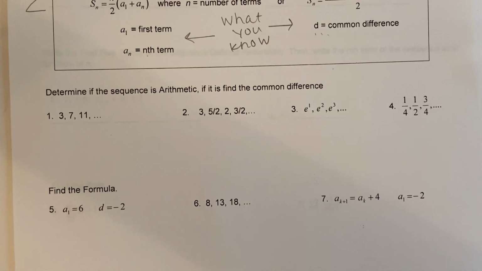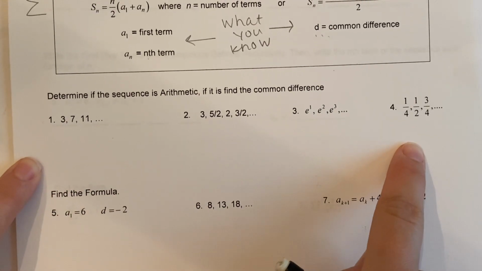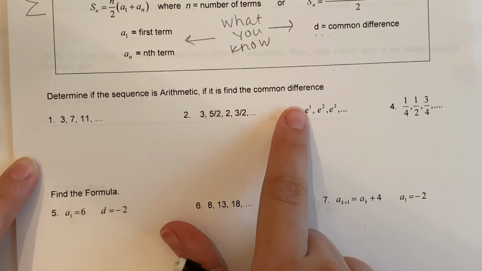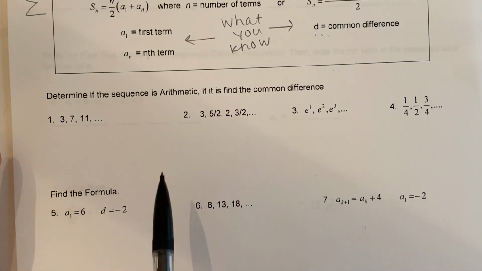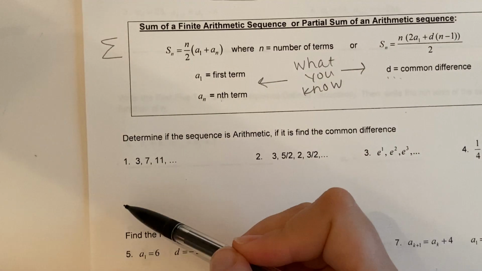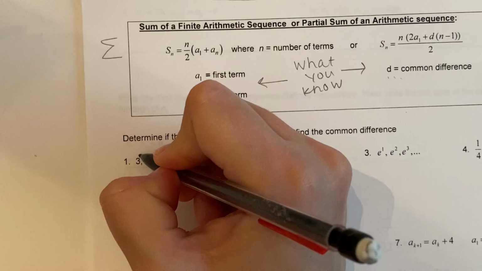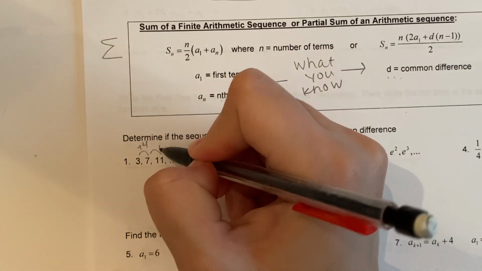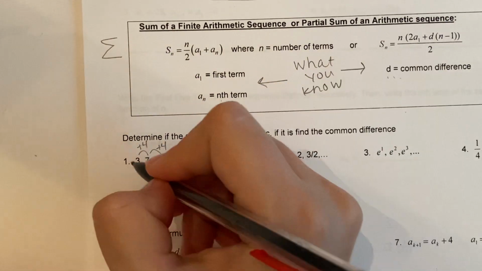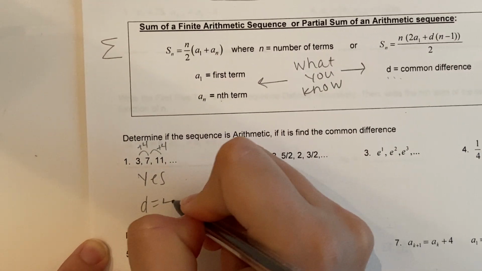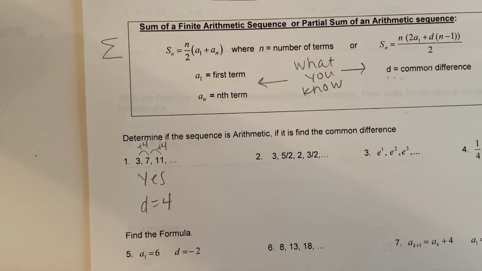Okay, let's start looking at arithmetic. In these first four problems, we just need to decide, is it arithmetic? And if it is, we're going to find the common difference. To be arithmetic, they either need to add or subtract the same number to each term. So how do you get from 3 to 7? That's plus 4. Do I do that to get from 7 to 11? Yeah. So that means yes, it's arithmetic, and D is a positive 4.